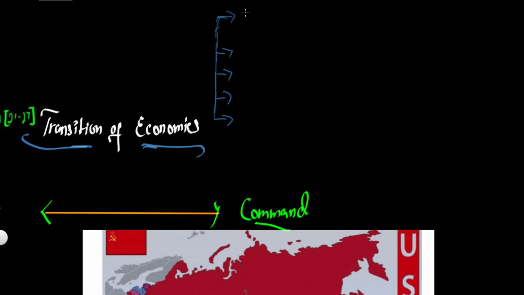The first thing is that they'll try to liberalize the economy. Liberalizing the economy means moving the ownership from public to private sector, moving the ownership from government to individual: ownership of land, ownership of rights, different types of ownership, movement from a government to individual.